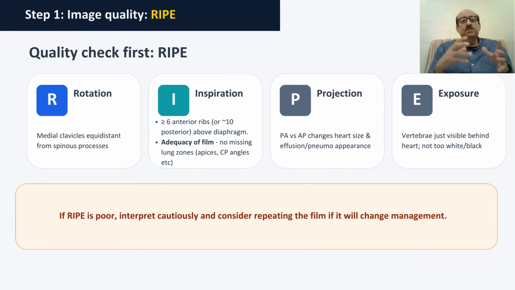And so after step 0 and looking at the views, step 1 actually involves what is called the RIPE regime.